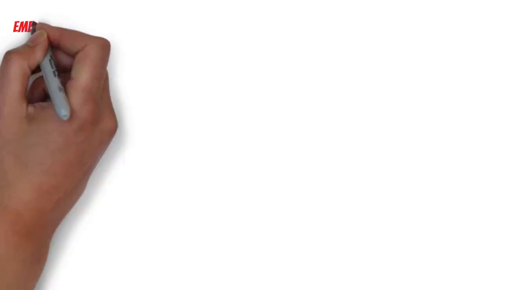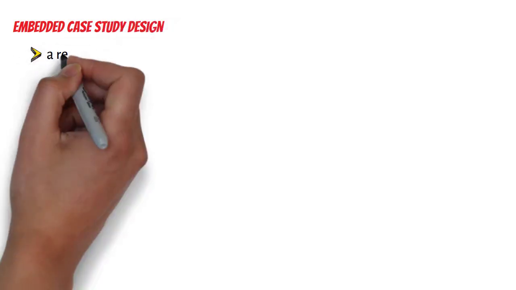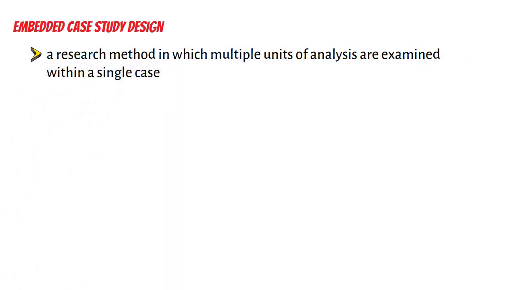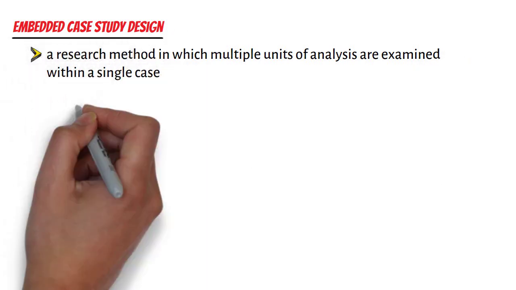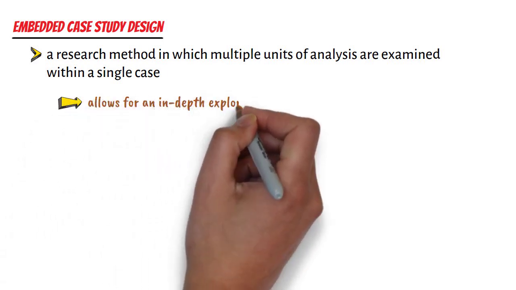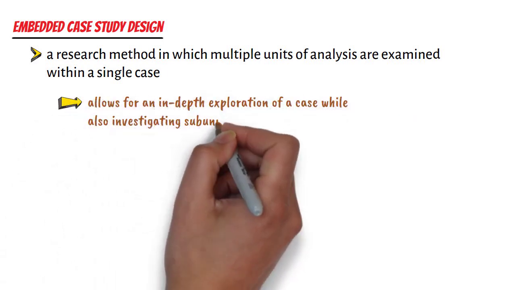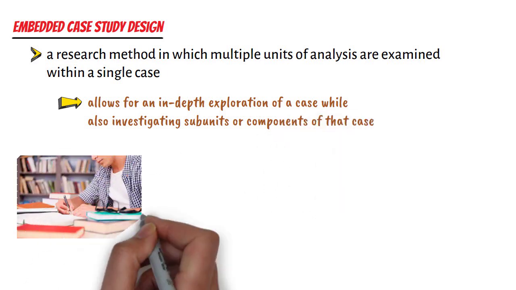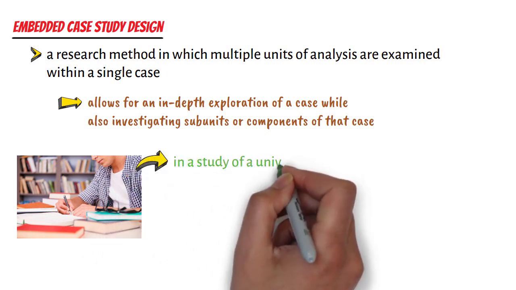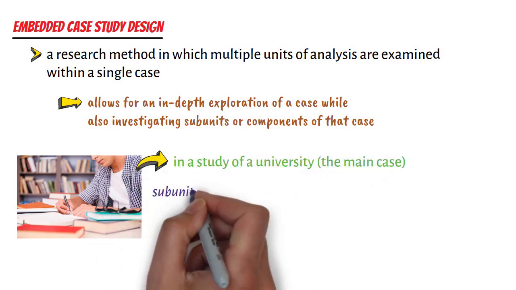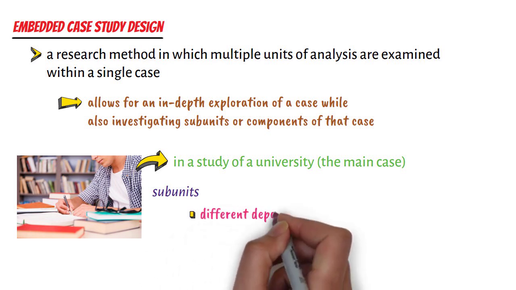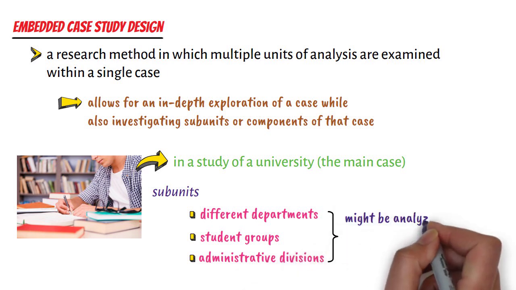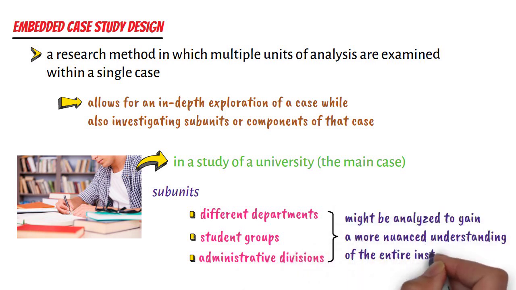An embedded case study design is a research method in which multiple units of analysis are examined within a single case. This design allows for an in-depth exploration of a case while also investigating subunits or components of that case. For example, in a study of a university, the main case, subunits like different departments, student groups, or administrative divisions might be analyzed to gain a more nuanced understanding of the entire institution.